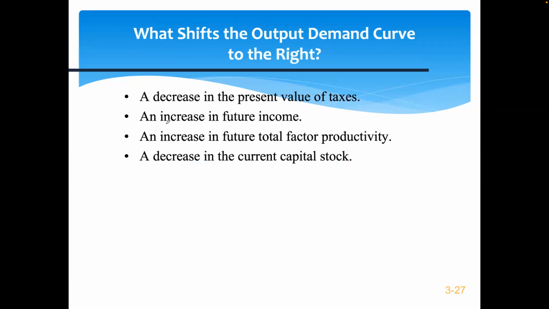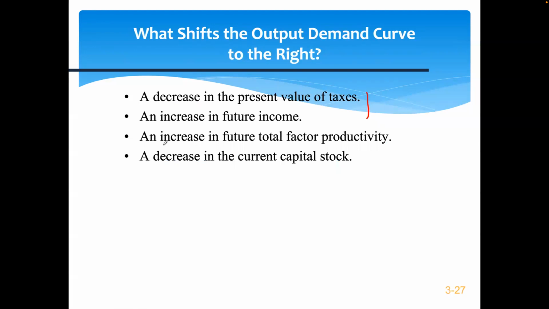The second, if there's an increase in future income, this is pretty much similar, right? So the increase in future income or decrease in present value of tax, both cases lead to an increase in your total income for the household, and the household is going to increase the consumption.